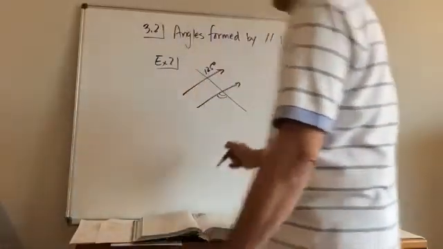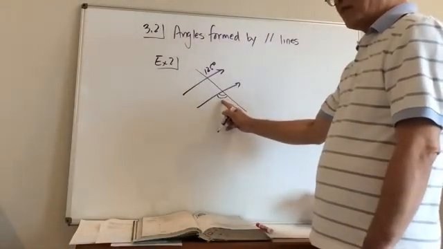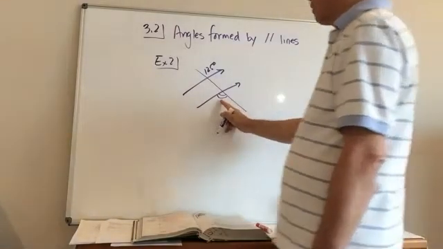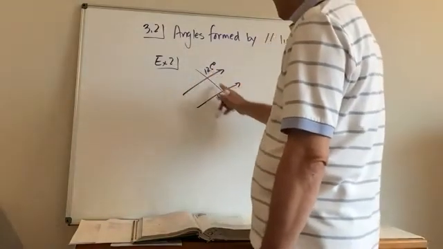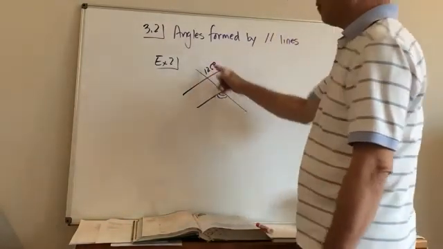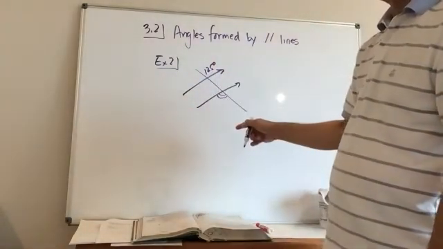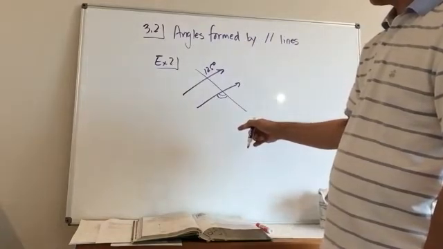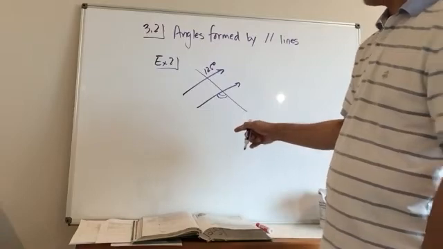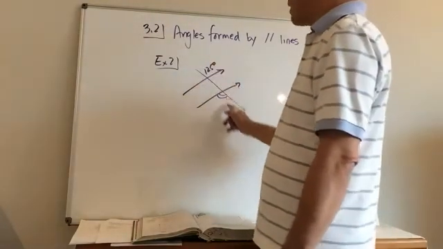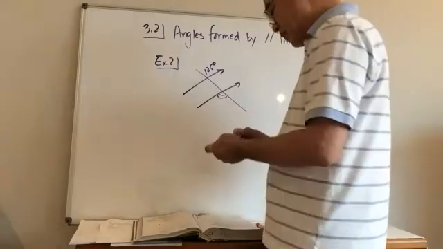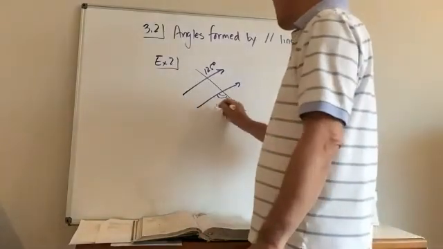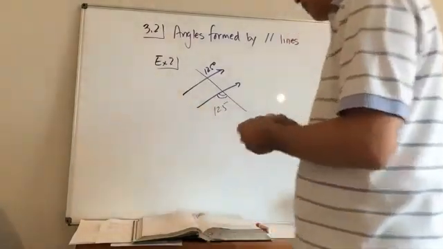55. Will it be 55 to equal 180? No, because this is 125. What are these two angles called? Oh, hold up. Let me just look at my notes real quick. These are called alternate exterior angles, right? And alternate exterior angles are going to be congruent when you have parallel lines. So this here is going to be 125. Okay? All right.